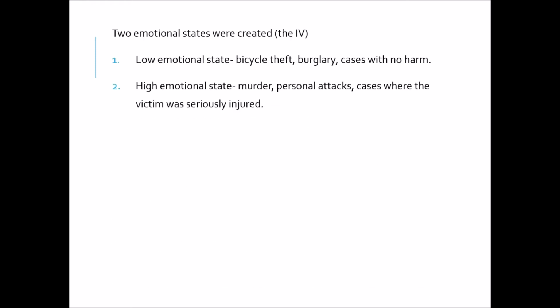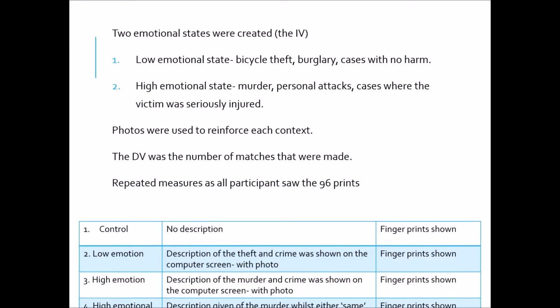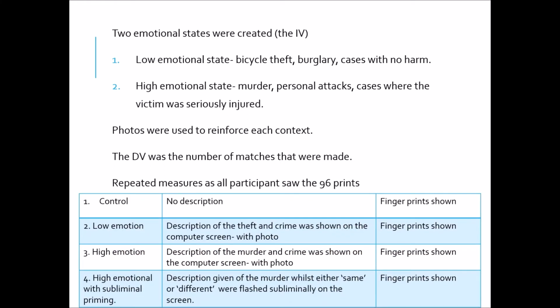So essentially in this study, the independent variable was a high emotional state or a low emotional state. They said that the crime was either something quite petty, like a petty theft, so bicycle theft, burglary, cases which weren't harmful to anyone, so there's very little emotion involved in those, or they could be highly emotional states, such as murder, attacks, so more like violent crimes. Photos were used to reinforce this context above, and the DV was the number of matches that were made. All participants saw all 96 prints, so that means that this is a repeated measures design.